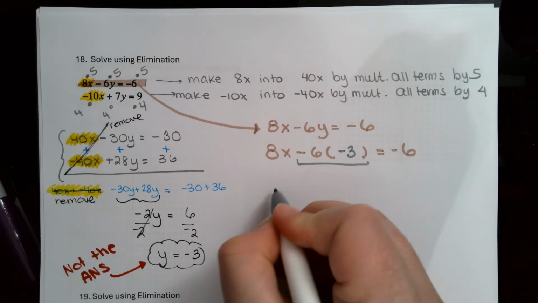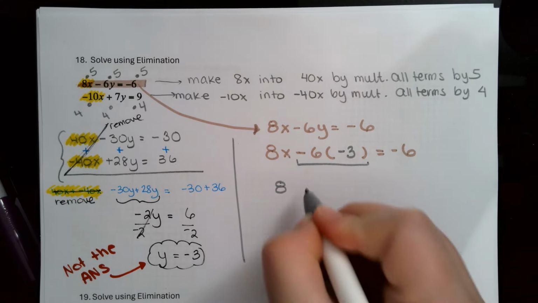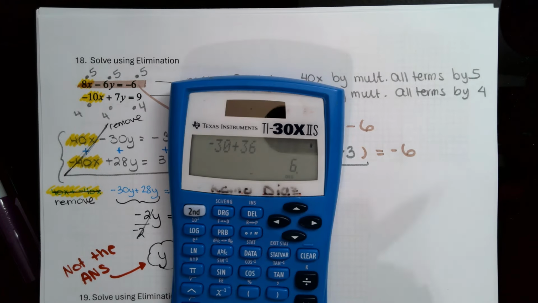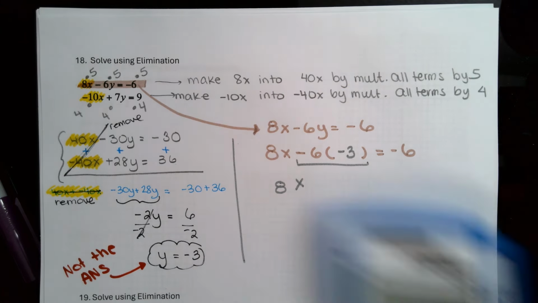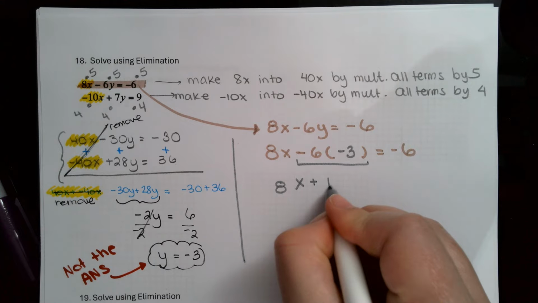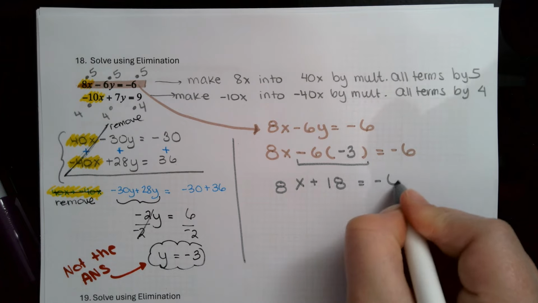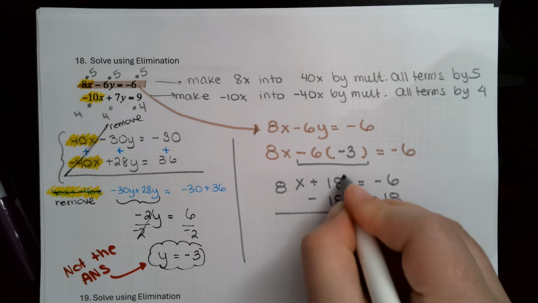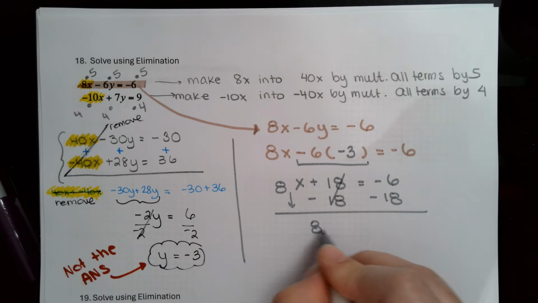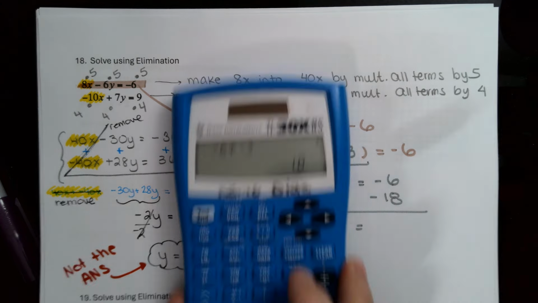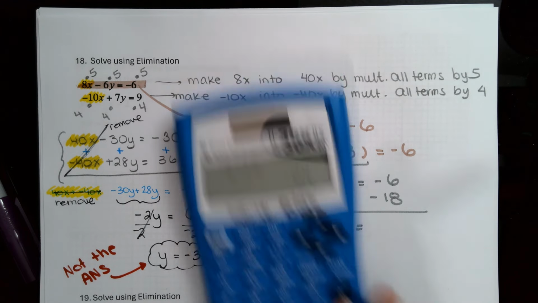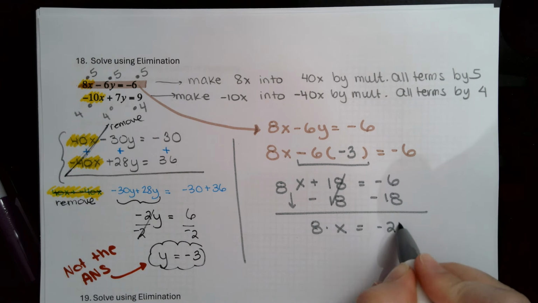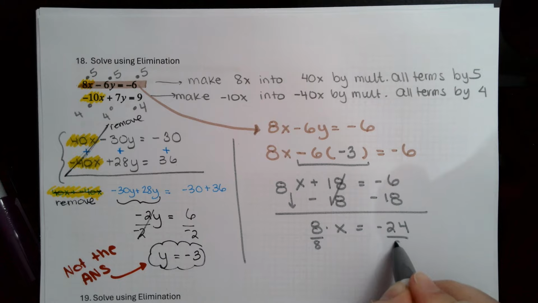Typing this into the calculator if you need to, we get 8x. Negative 6 times a negative 3 is a positive 18. And that's equal to negative 6. Subtract 18 to both sides. Bring down the 8 times x. Negative 6 minus 18 is negative 24. Dividing by 8, dividing by 8. X is then equal to negative 3.